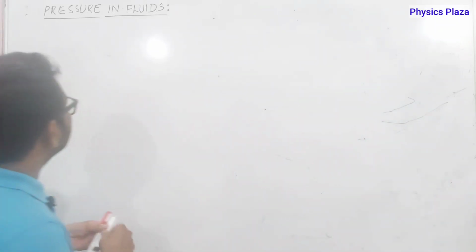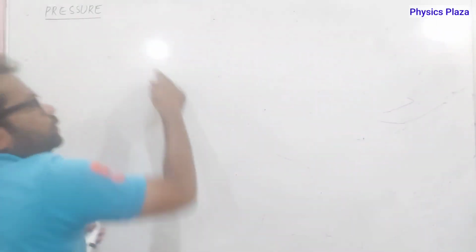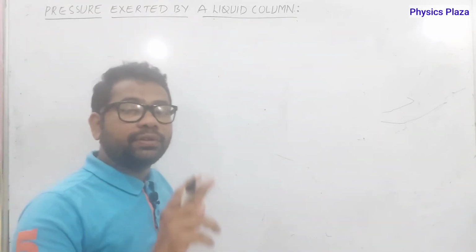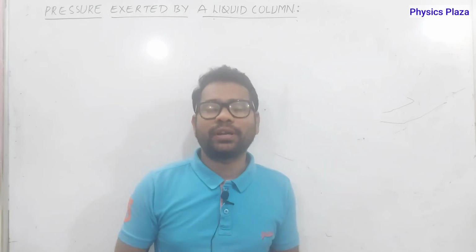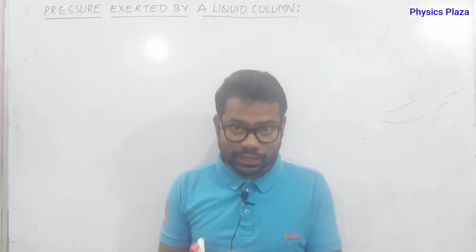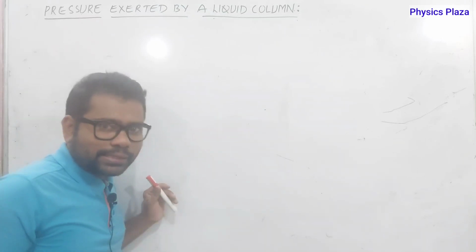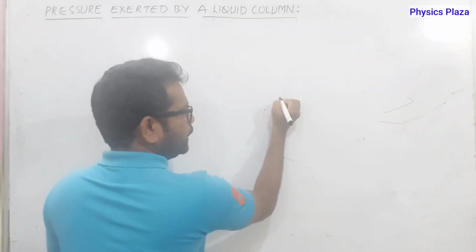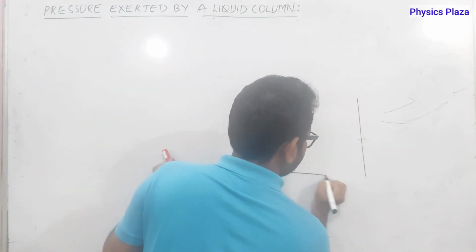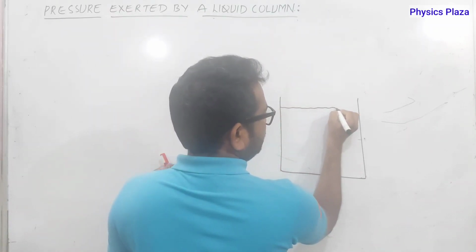Okay, fine. Now let us understand the pressure exerted by a liquid column. Children, from an examination point of view, it is very important. Moreover, if they want to ask you an application-based question from this concept, they will definitely choose this topic. Okay, fine. So children, let us understand. Let us consider a vessel, that is a container, in which some liquid is taken.